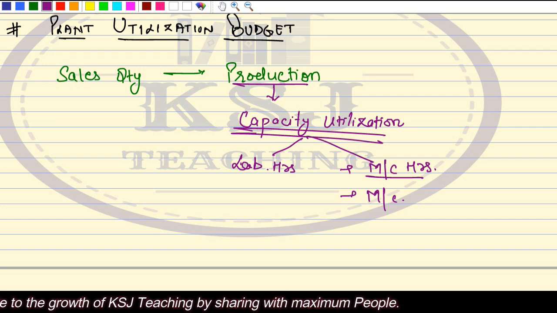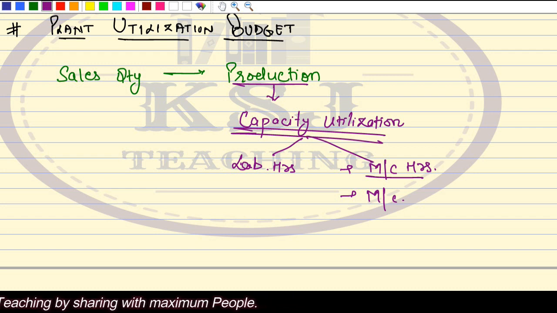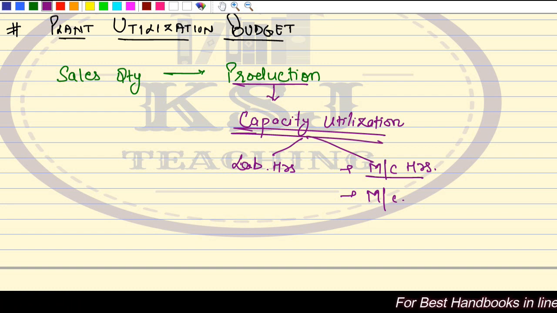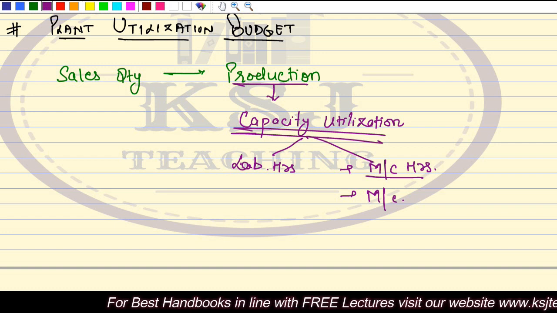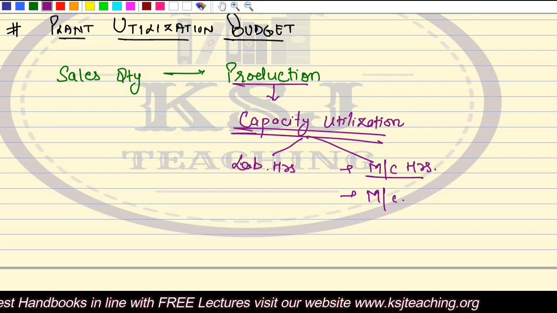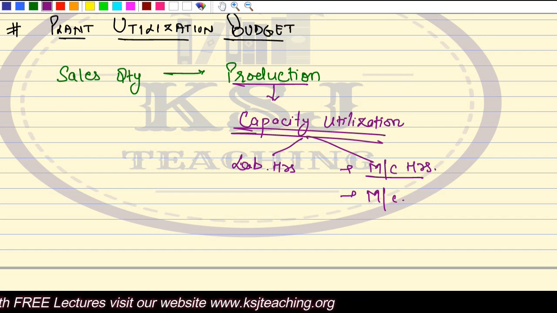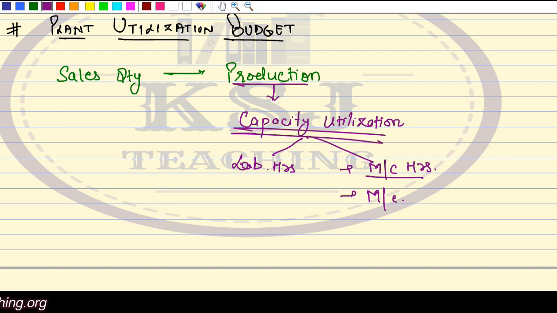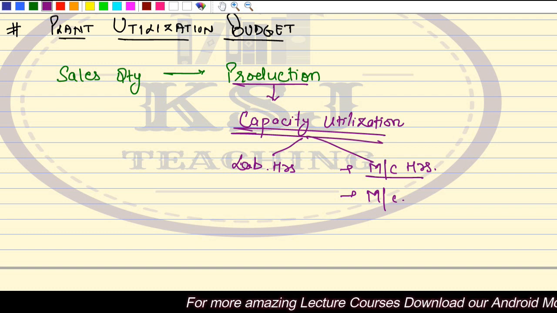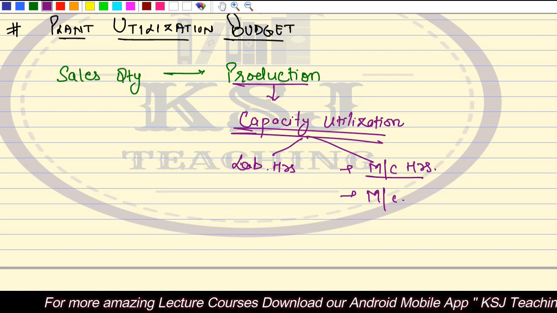See, all the budgets are interlinked. First, the sales budget decides the quantity that you want to sell. Once you have decided the quantity that you want to sell in the market, based on that, you will produce the goods. Now, if you are going to produce the goods, you will decide the capacity of the plant that you are going to utilize: number of machines required, number of machine hours required, labor hours required, whatever is the requirement, right? Whatever is the capacity utilization, how much of the total installed capacity we are going to utilize for the number of units that we are going to produce, right?